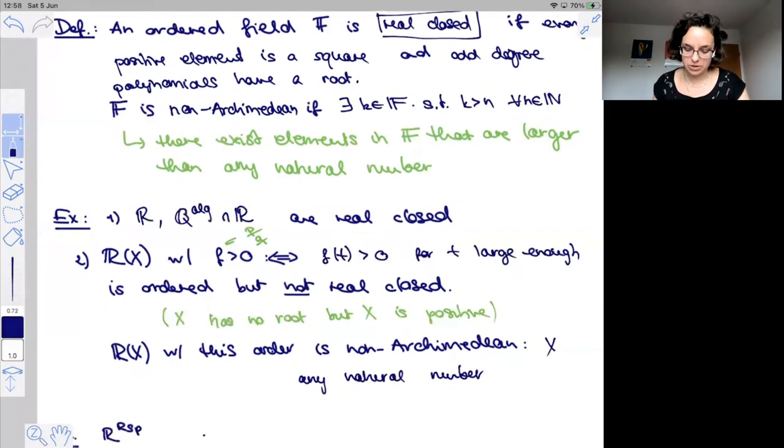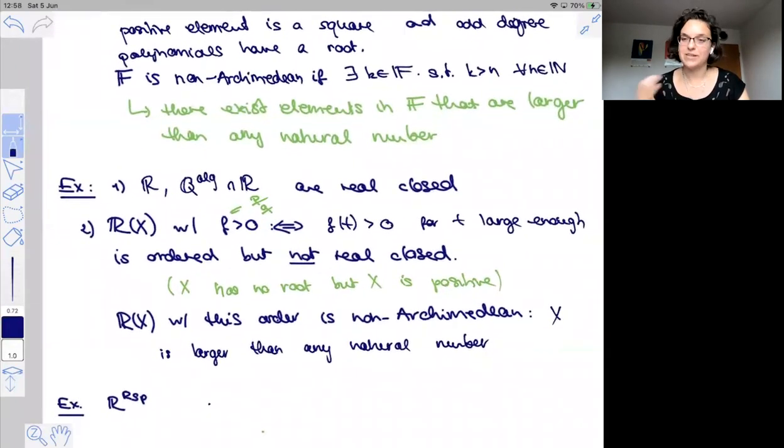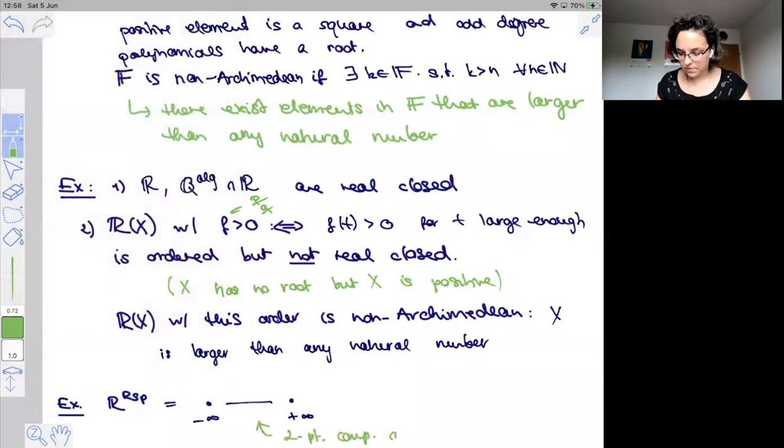And now I want to finish with an example of the real spectrum compactification. And if you want to learn more about it, come to the office hours and ask me, then I can explain what you get. But if you do this whole construction, you will see that the real spectrum compactification of R is just the two-point compactification. So this should be a minus infinity and plus infinity. So this is just the two-point compactification of R.